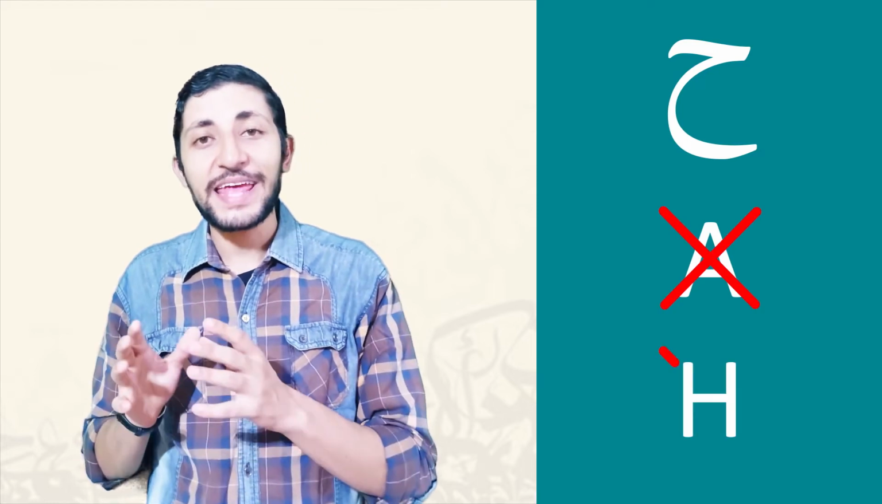The second letter in this group looks like this. This letter is unique. It's almost only found in Arabic language. We pronounce it as Ha. It's one of the throat sounds. The sound comes from here, the throat. Ha. It's not an A sound and it's not an H sound.